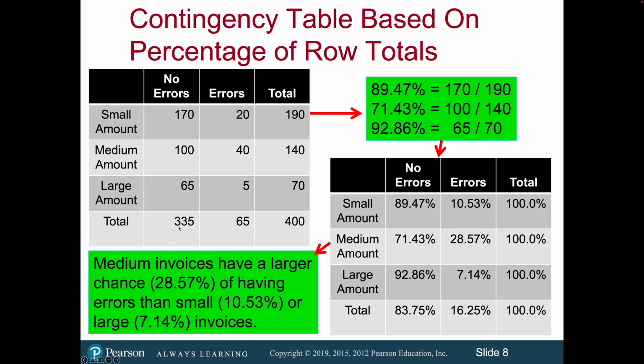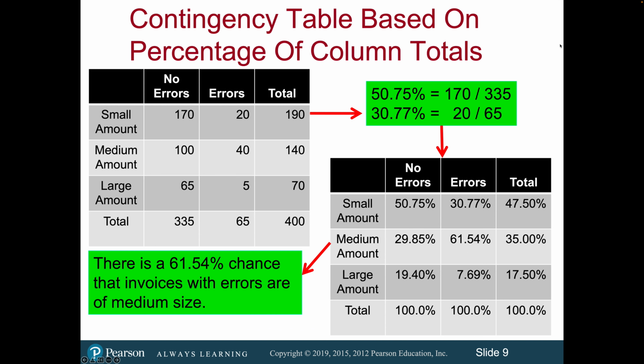So the 335 is divided by 400 to give 83.75. The 65 that I'm circling is divided by the row total, 400, to give 16.25. This 100 right here, what's it divided by? It's divided by the row total, 140, to give 71.43%.